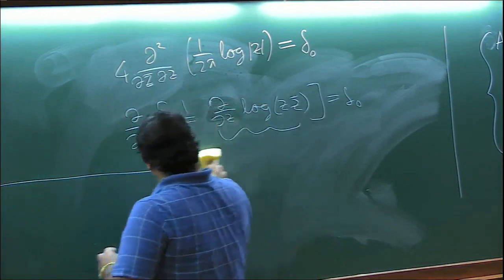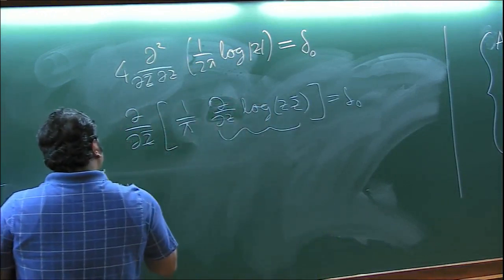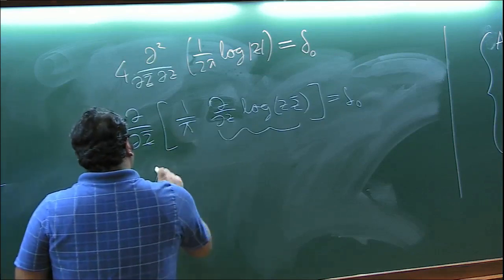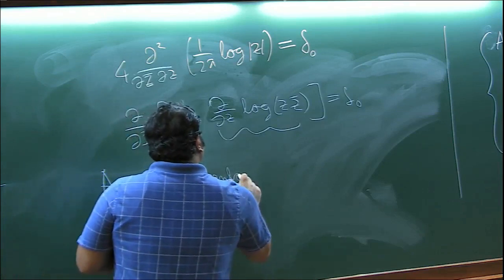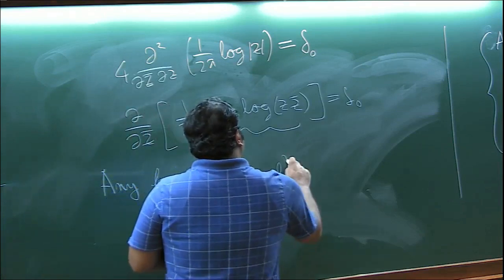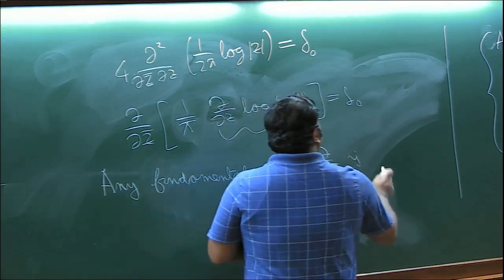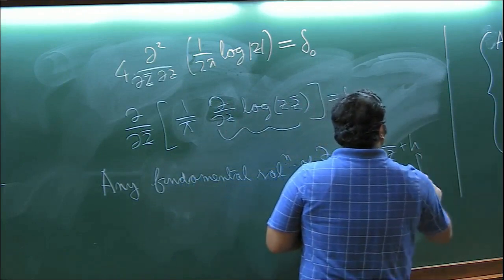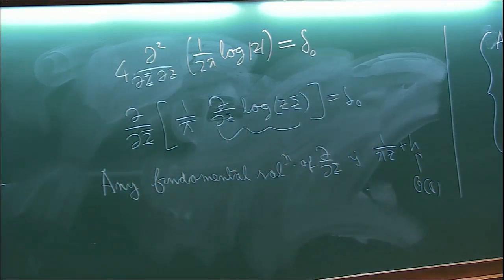Okay, so I think I should make another comment. Any other fundamental solution of d over dz bar is of the form 1 over pi z plus h, where this h is entire. That's how it looks.